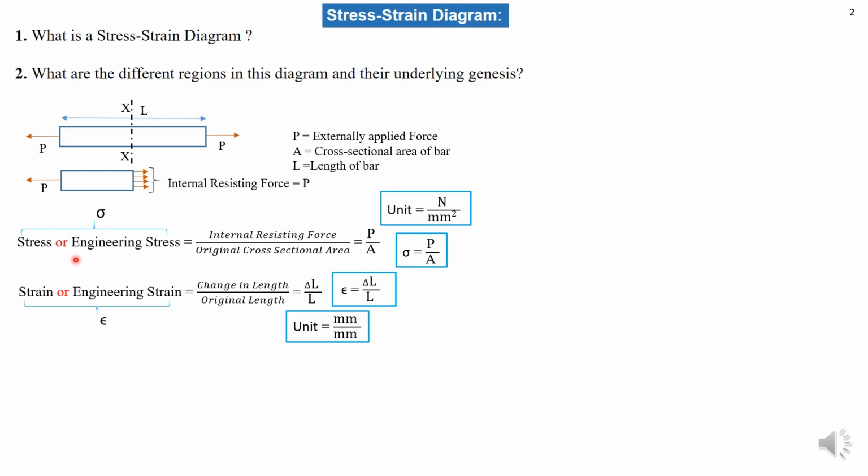Engineering stress, which is commonly known as stress, is the internal resisting force per unit area. Here the area is the original cross sectional area. So if P is the applied load and A is the cross sectional area, then P by A gives rise to the stress, which is denoted by the Greek letter sigma. This can be understood easily with the help of this schematic.